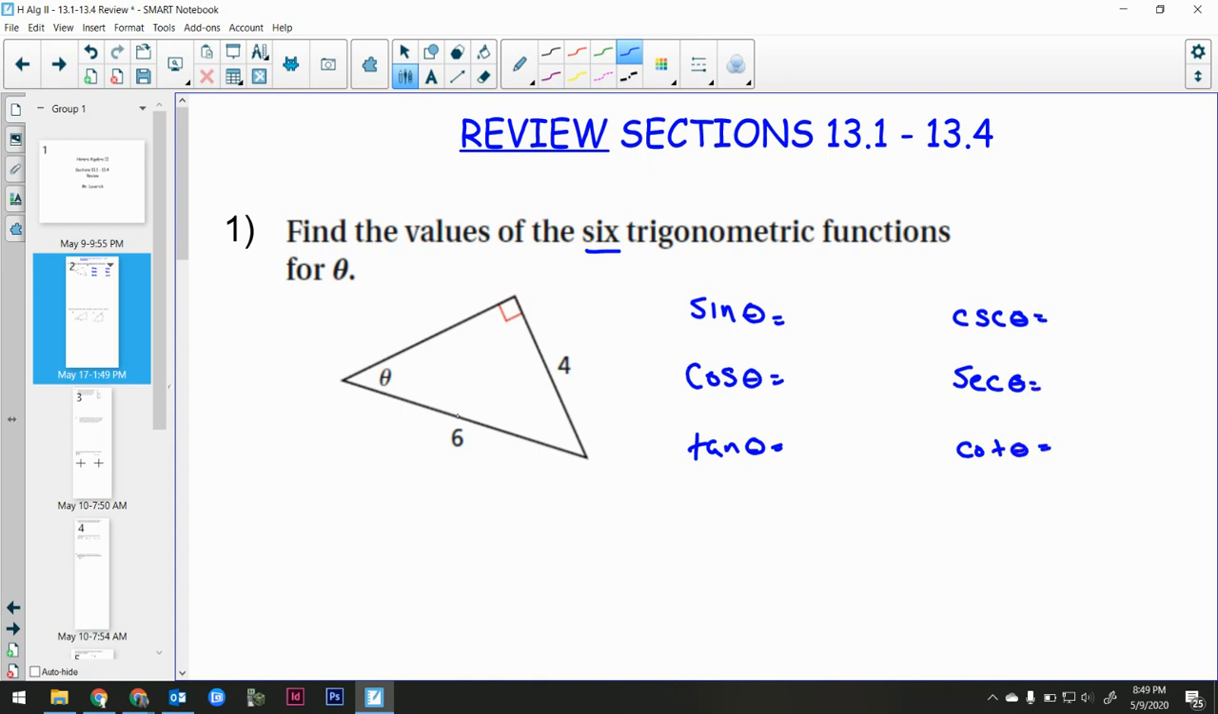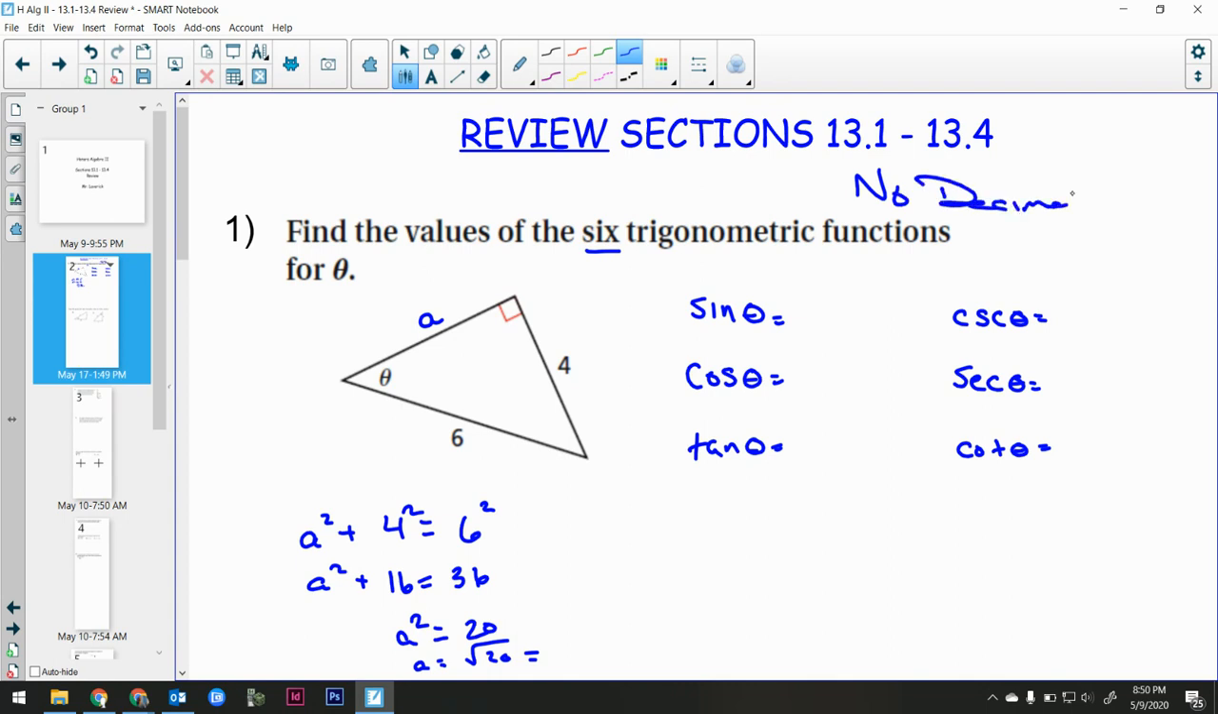And the reciprocal of tangent is cotangent. The first thing that I need to do is find this missing side length. So let's call this A. A squared plus 4 squared equals 6 squared. So A squared plus 16 is 36. I subtract away the 16, I get A squared is 20. And so A is radical 20. Make sure you put it in simplest radical form. No decimals. I should have written that probably in the directions. But square root of 20 would be 2 radical 5. So I'm going to erase this and put 2 radical 5.